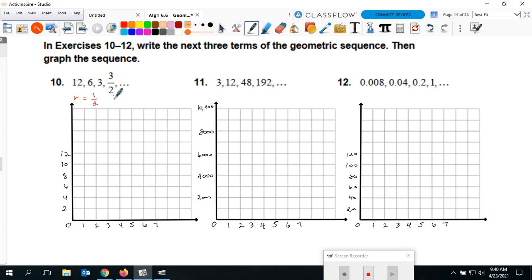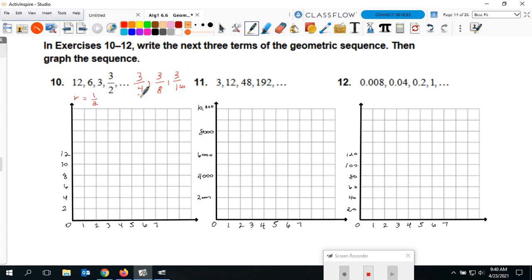So 3 over 2 times a half, so the next number in our sequence would be multiplying this. 3 times 1 on the top is still 3, but then 2 times 2 is 4. So it's 3/4 for the next one. And then 1/2 times 3/4: 1 times 3 is still 3, but then 2 times 4 is 8, so 3/8. And then for the last one, 1 times 3 is still 3 on top, and then 2 times 8 is 16.